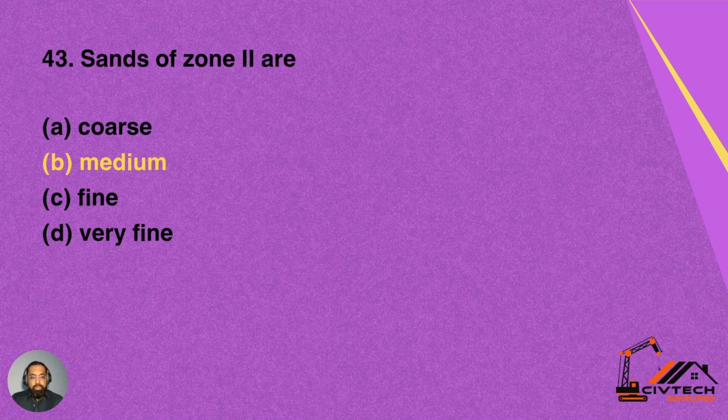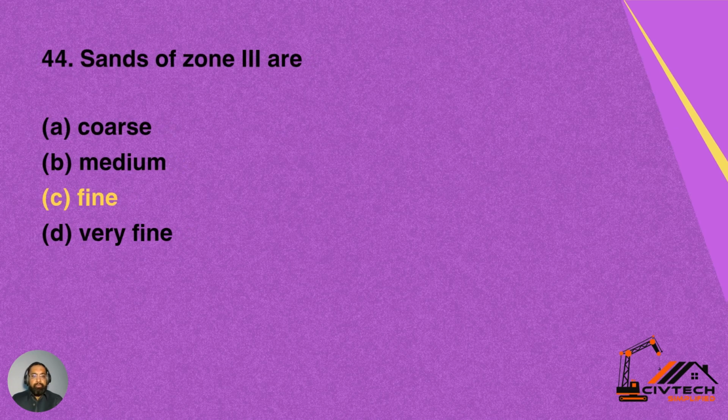43. Sand for zone 2. In zone 1 we already studied that it should be coarse. For zone 2 it should be either A coarse, B medium, C fine, D very fine. In zone 2 it should be medium.